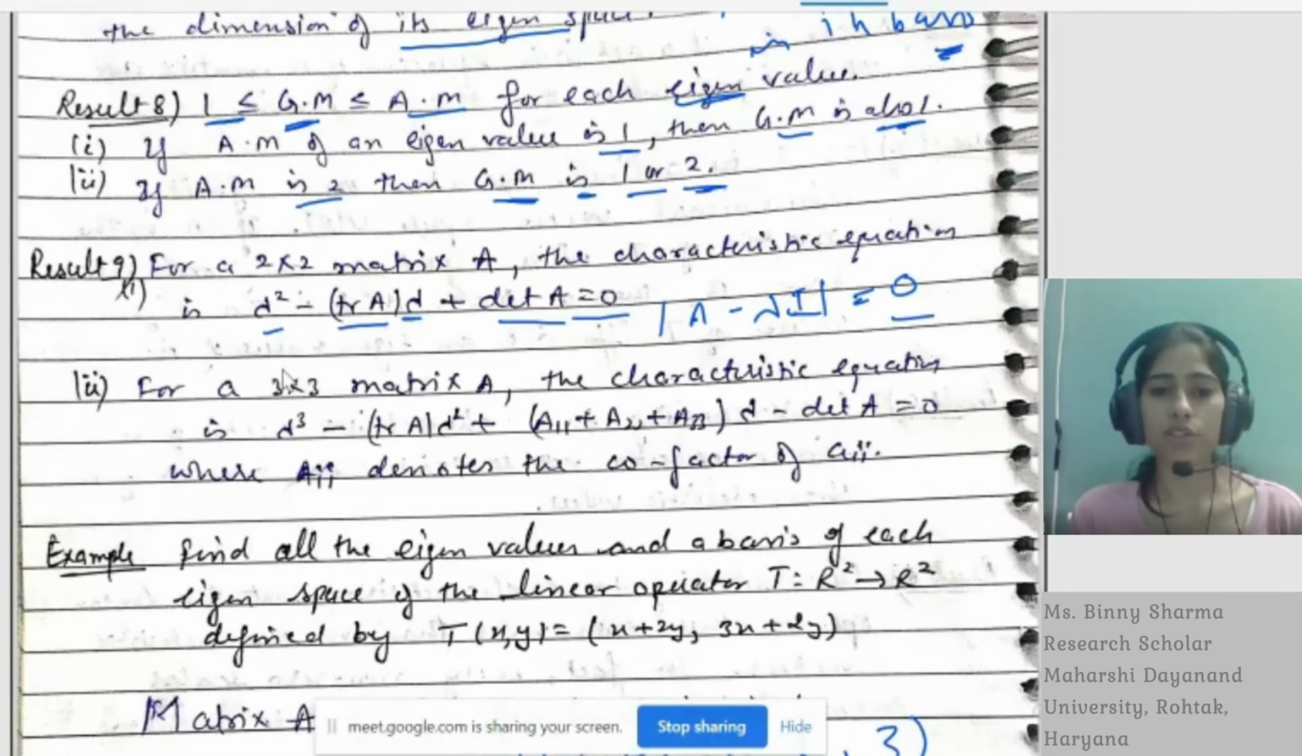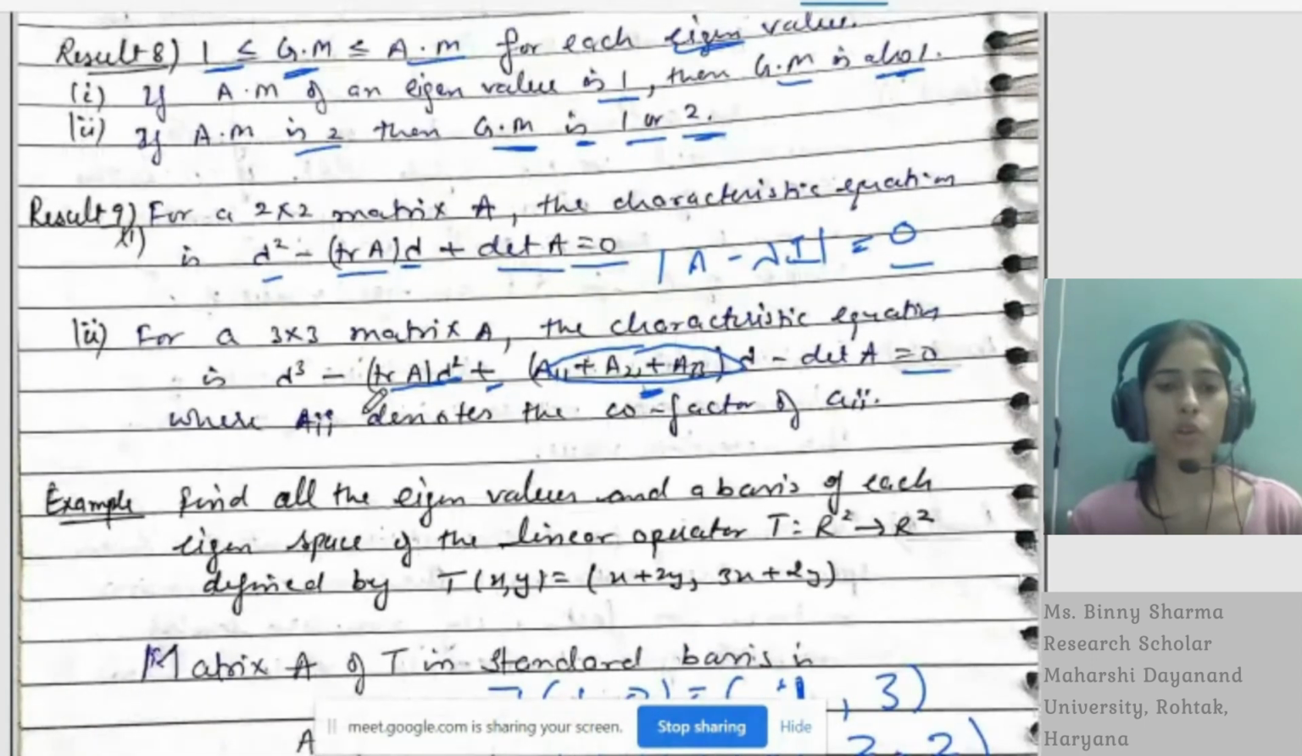Similarly, for a 3 cross 3 matrix, the characteristic equation is lambda cube minus trace of A lambda square plus A11 plus A22 plus A33. These are the cofactors. Cofactors are principal elements. Okay. Minus determinant of A equals 0.